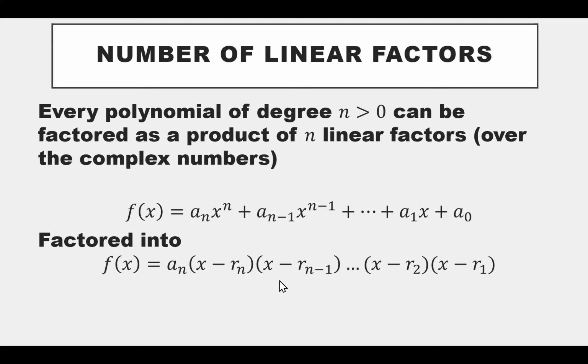Some of these may be repeated. r sub n may be the same number as r sub n minus 1. r sub 2 could be the same thing as r sub 1. But we can factor every polynomial of degree n as a product of n linear factors and then multiplied times maybe some coefficient a sub n.